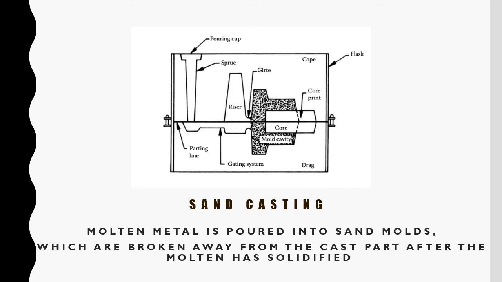Next, we're going to talk about sand casting. Sand casting is a process in which molten metal is poured into sand molds, which are broken away from the casted part after the metal has solidified.